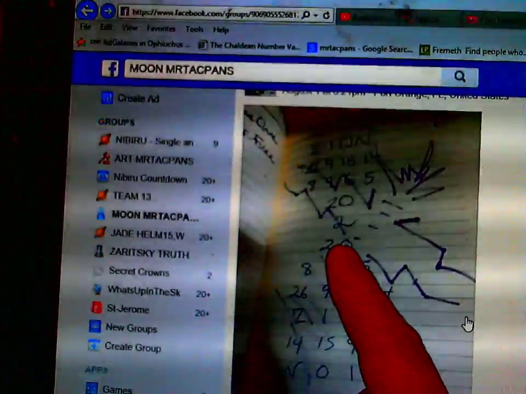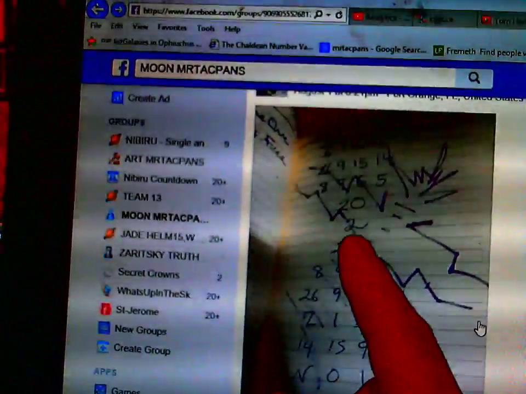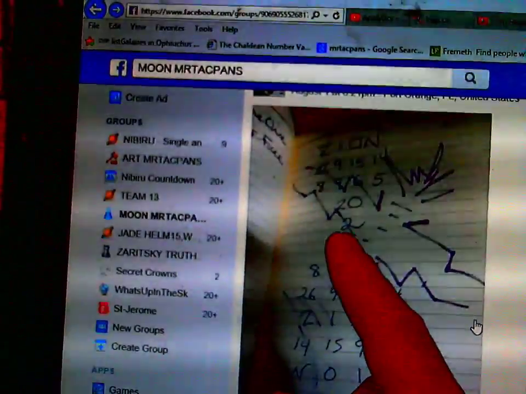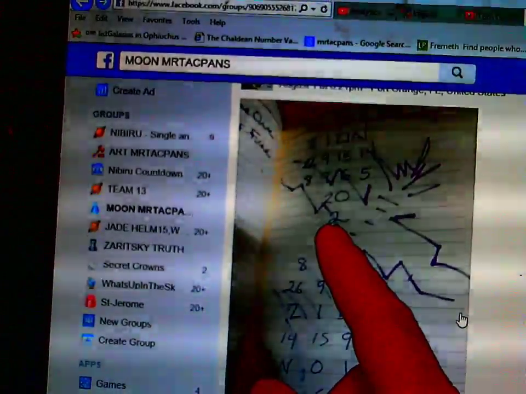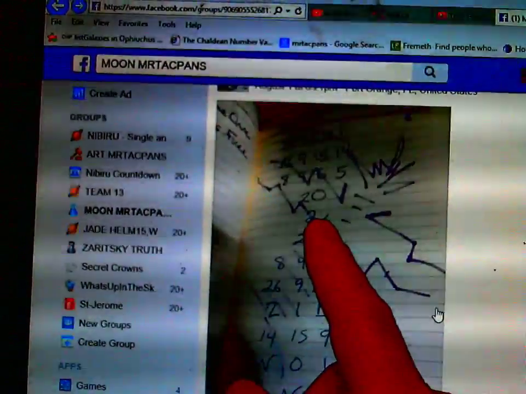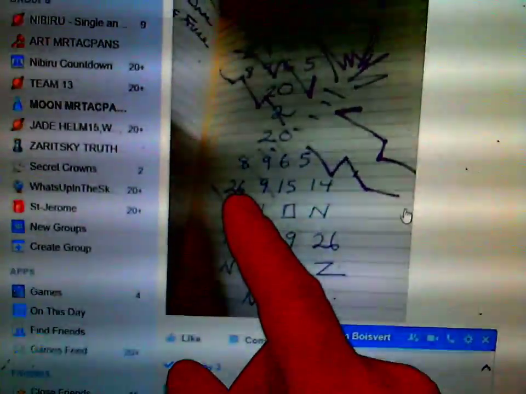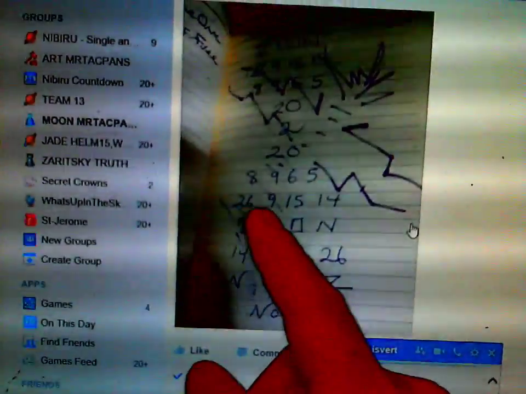1 times 3, 1 plus 3 is 3 and 4, 7. 7, 2, 7. 7 times 2, 7 plus 2 is 14 and 9, 23. It says win big red. This number fits into the moon. 26 becomes 52. 5 and 2 is 7.